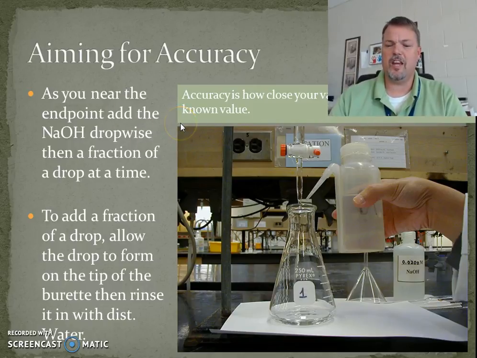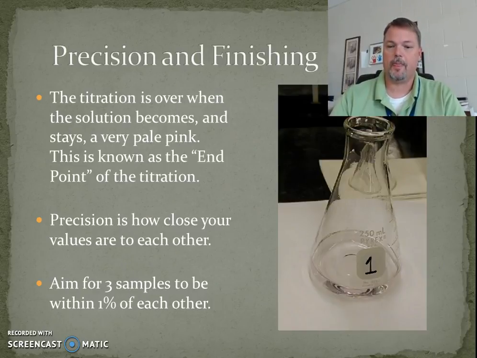When you get to where it's staying and it's hardly disappearing at all, you're having to slosh it a lot to get it to disappear, then you want to do what's called a half drop. Half drop means you get the drop at the end, put it against the side of the flask, and then wash it down with distilled water. It'll go in there, and eventually it'll turn pink. This is what we're looking for. Notice hardly any color at all, a very slight pink. That's when your titration's over.